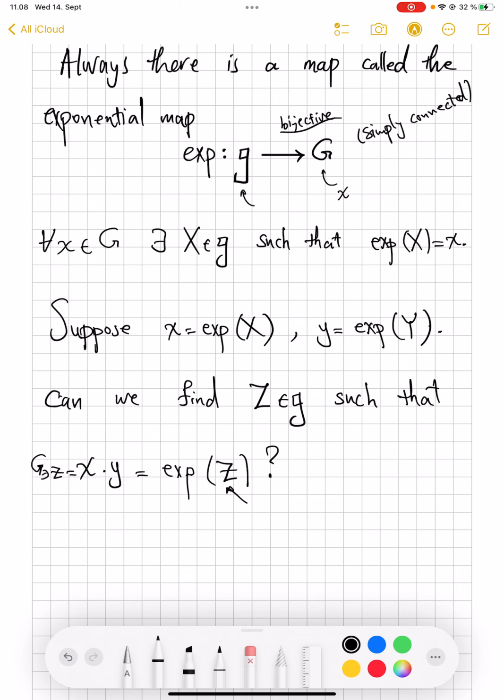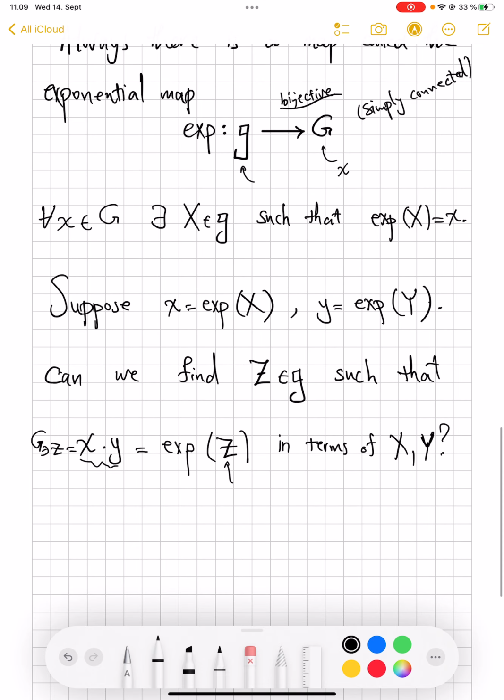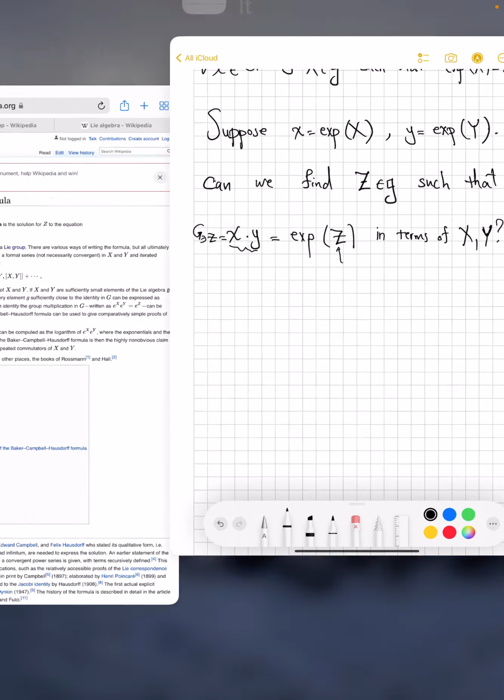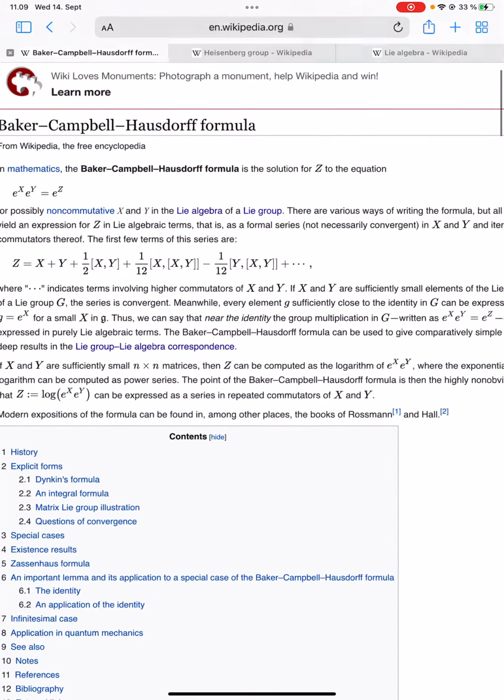What is that unique element Z in the Lie algebra whose exponential becomes the multiplication of x and y? Of course, by this, can we find Z means in terms of capital X and capital Y. We know X and Y, we know their images under exponential, and we want to find the new vector whose exponential will be their multiplication. And Baker-Campbell-Hausdorff formula is an amazing answer to that question.